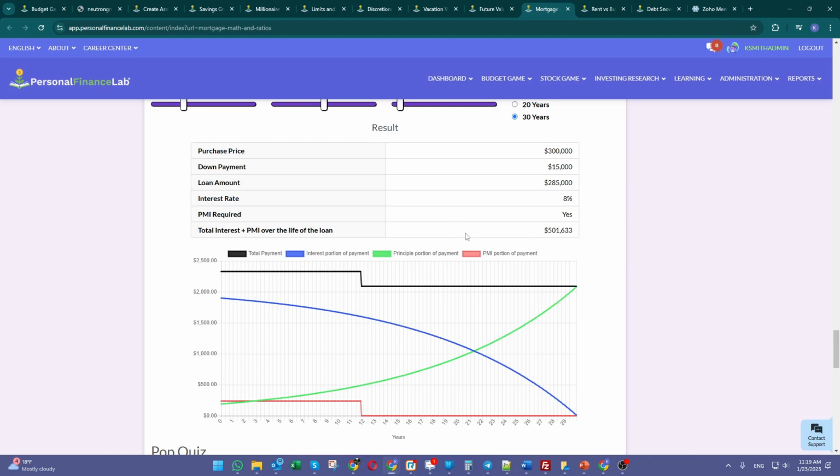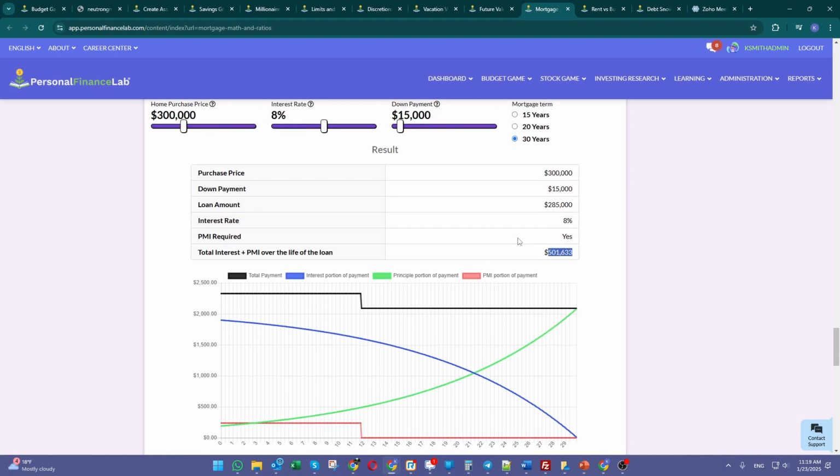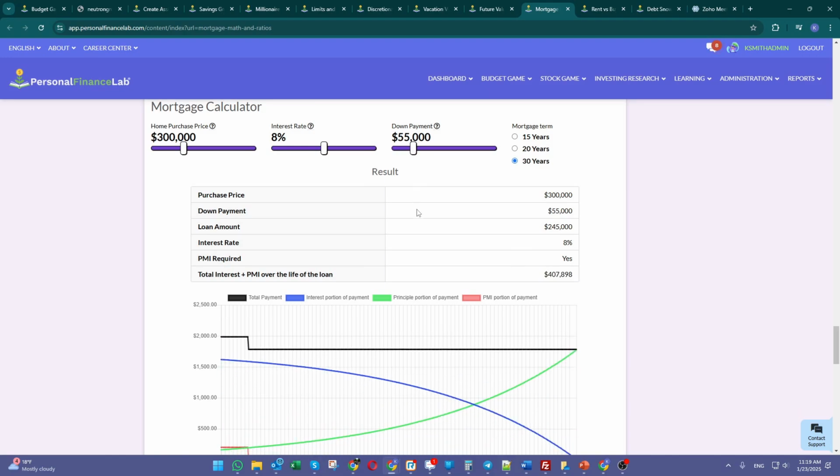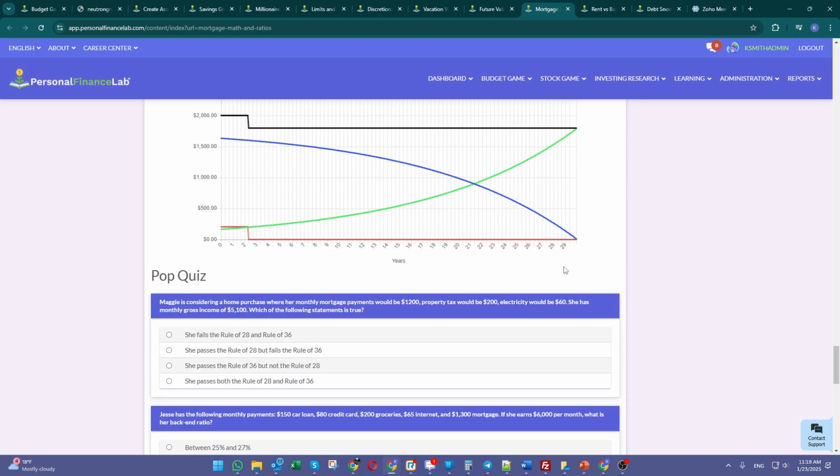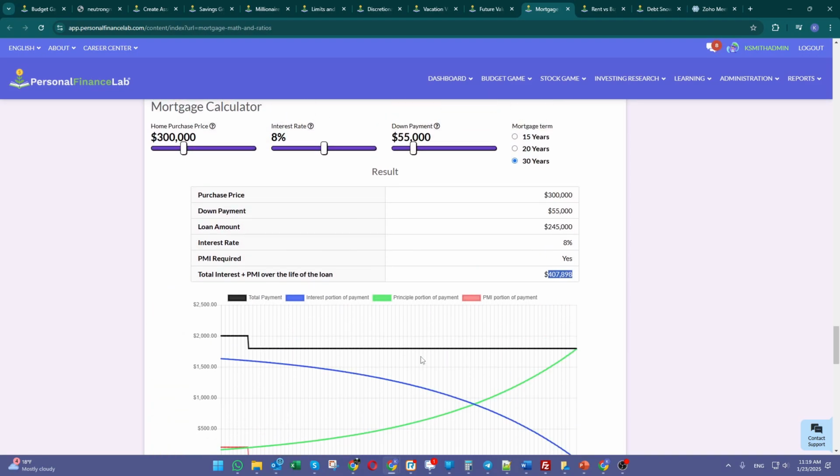And you can see over the life of the entire loan, to buy this $300,000 house, you're going to be paying $501,000 just in interest and PMI, not even counting the principal you're paying back. This is just the cost to borrow. Whereas if I increase my down payment by just a couple tens of thousands of dollars, it cut off $100,000 of the total amount I'm paying over the course of the loan. So again, we have quiz questions and things here to help students really crystallize what these mean in relation to each other.